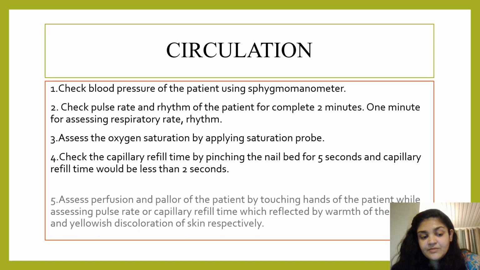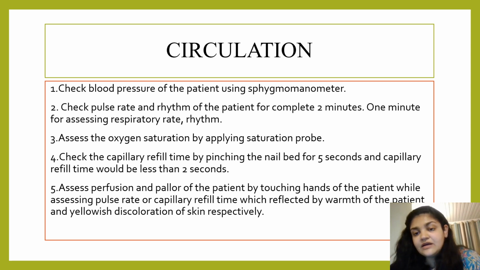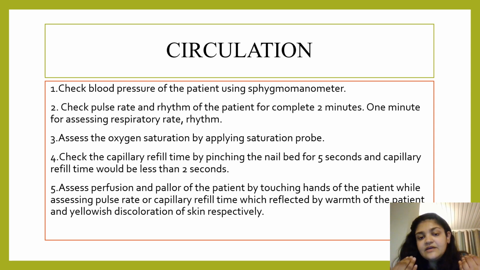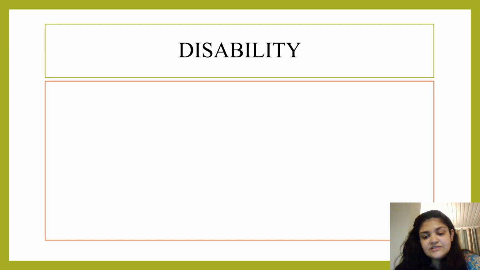Say that, verbalize each and every step. That is the main thing to pass the skill on the first attempt. Then assess the perfusion and pallor of the patient while applying the oxygen probe, or checking the pulse rate. Then we have to tell that the perfusion of the patient is good, which I assessed by touching the patient's hands, that they are warm. And pallor: the patient's extremities are reddish. There is no bluish cyanosis over the lips or face, and the eyes are not yellowish. So the patient is not pale. Then moving towards disability.